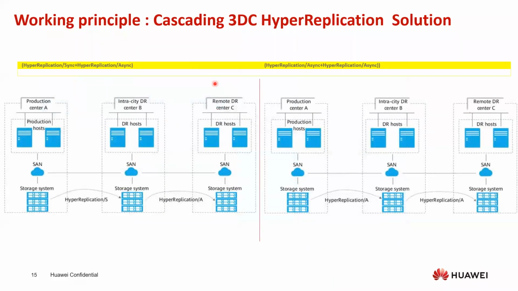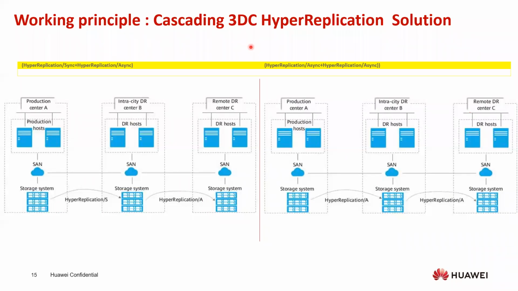Okay, coming to using this sync replication and async replication, we need to connect the three sites. Primarily, the first site is called the production site A, and then we have the two DR sites. One is called intra-city or near DR, and the other one is called the far DR, or the remote site. And then these three sites need to communicate for the replication engine, for replicating the data.